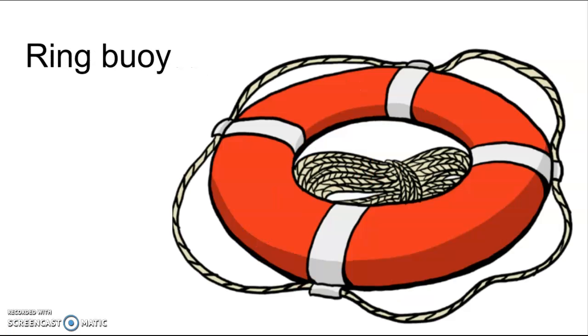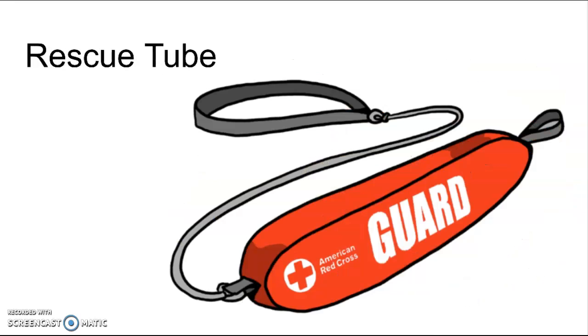A ring buoy is similar to a rescue buoy, except it's in a ring shape, kind of like a donut, and is also attached to a rope, and might be a little bit of a different material, usually not quite plastic. We more often will find a rescue tube at pools and other areas.